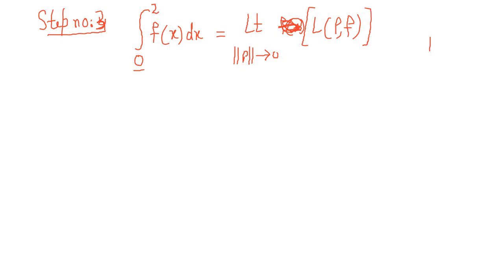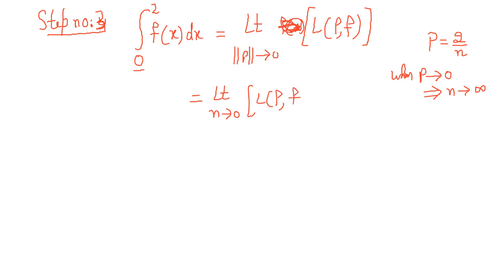What is the norm here? What is P? P is your 2 by n. So when P tends to 0, n tends to infinity. Yes or no? n tends to infinity. So you will write down limit n tends to infinity of LPF.